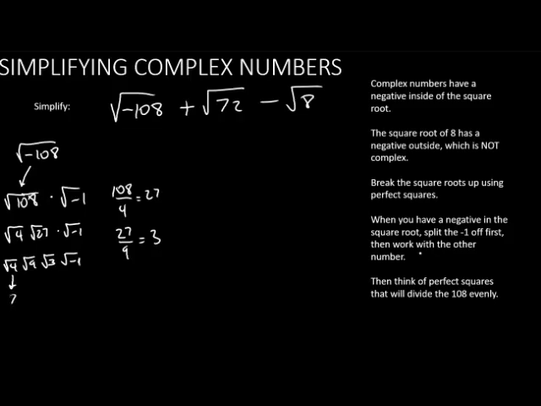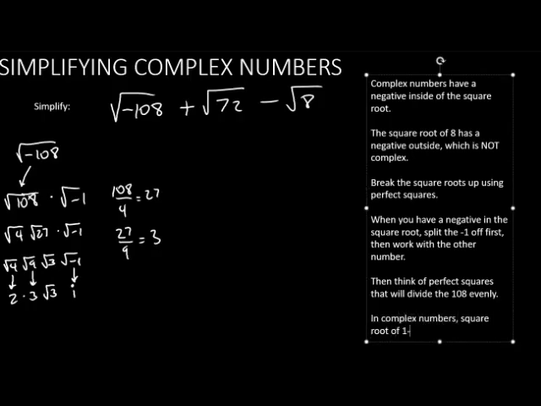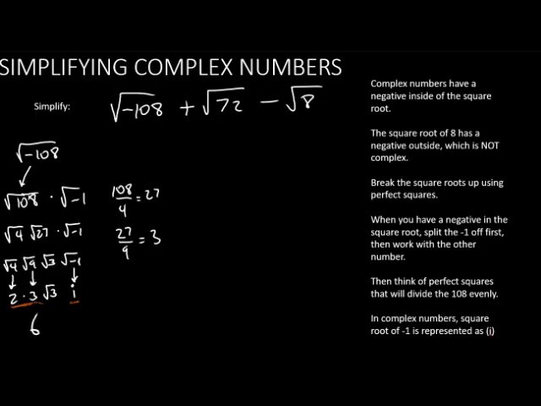Square root of 4 is just 2. Square root of 9 is just 3. Square root of 3 cannot be simplified any further. And then square root of negative 1, we give the special letter i. This is how we abbreviate square root negative 1 when we're dealing with complex numbers. So when we rewrite this square root negative 108, we take 2 times 3 times i and multiply them all together. So this is 6i square root 3, and we'll replace our first term with that.